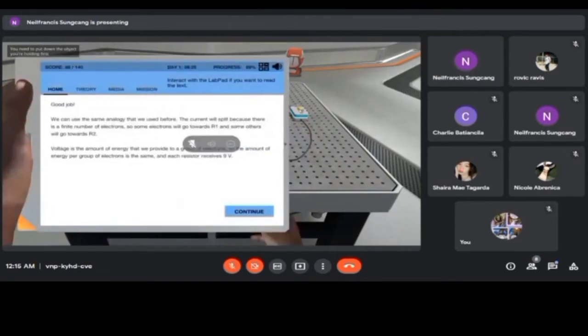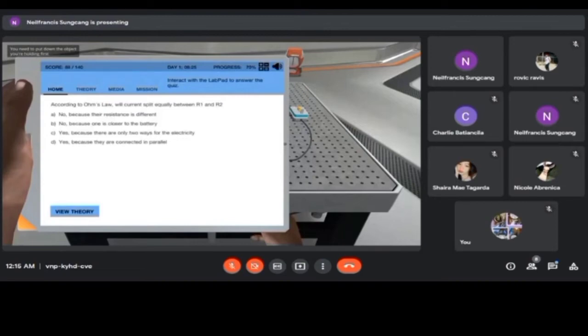Good job! We can use the same analogy that we used before. The current will split because there is a finite number of electrons, so some electrons will go towards R1 and some others will go towards R2. Voltage is the amount of energy that we provide to a group of electrons, so the amount of energy per group of electrons is the same, and each resistor receives 9 volts.